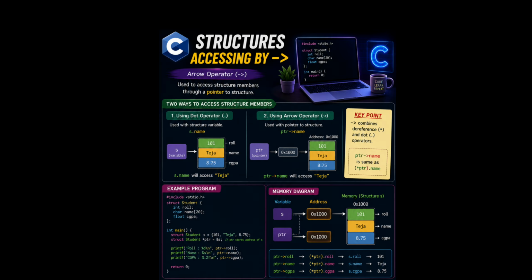Let us consider the student example. Here the int roll number is accessed through the dot operator and through the arrow operator. Whether we access it through the dot operator or the arrow operator, the result is the same. But when we use the dot operator, it accesses through the variable. When we use the arrow operator, it accesses through a pointer.